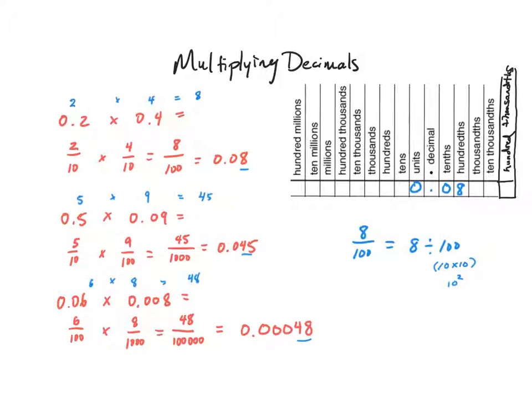So let's look at the same thing with our next problem. Let me erase what I just wrote on here. And in the next problem, I treated it as 5 times 9 equals 45. So I'm going to write that answer, 45, in my place value chart.